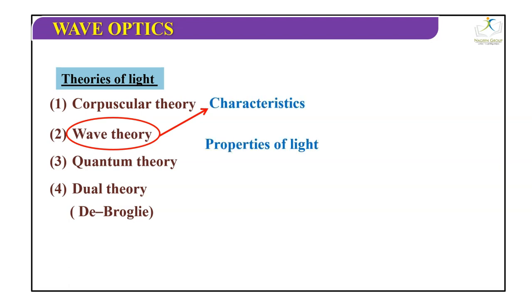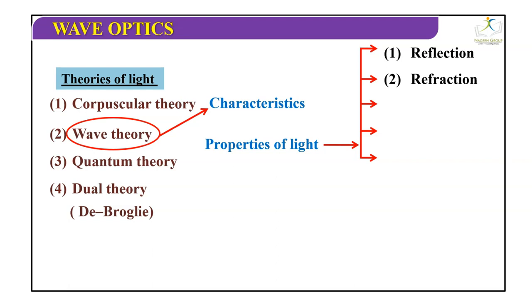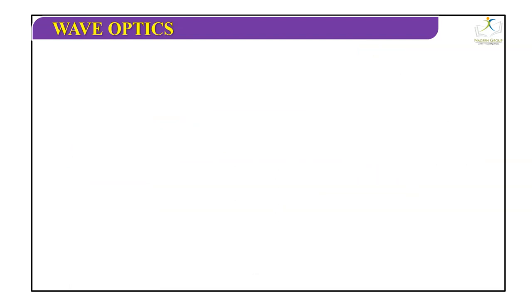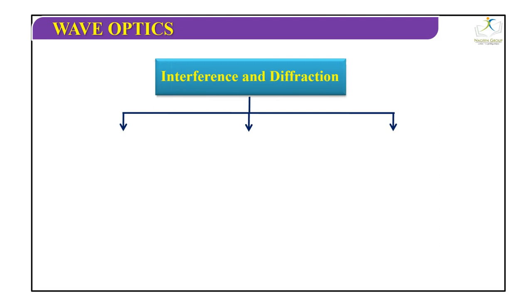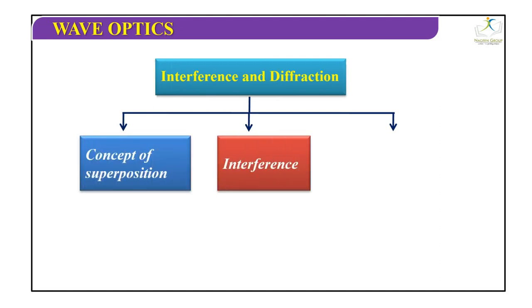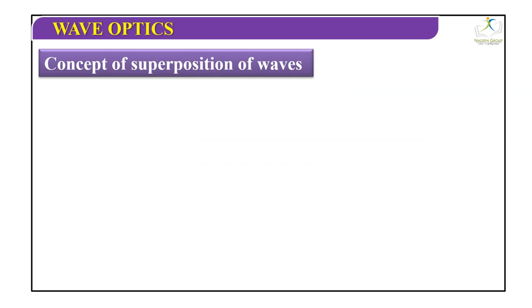The wave theory characteristics explain a few properties of light: reflection, refraction, polarization, interference, and diffraction. What is the meaning of interference and diffraction? The concept of superposition, interference, and diffraction. These three things we are going to explain. Firstly, one by one, we will understand each and everything.